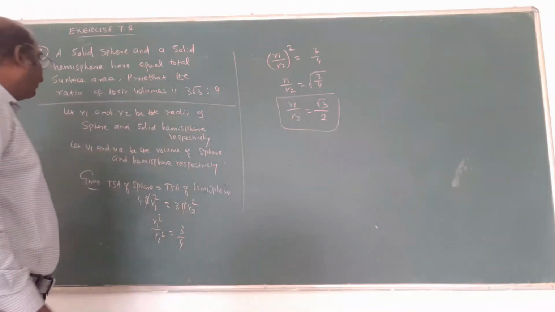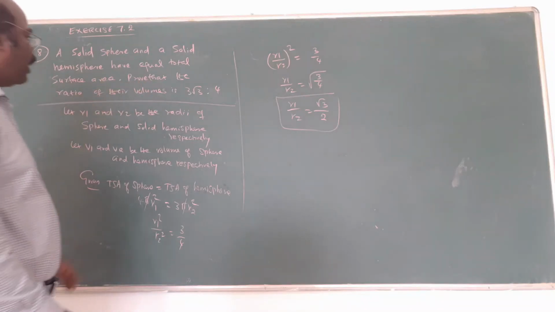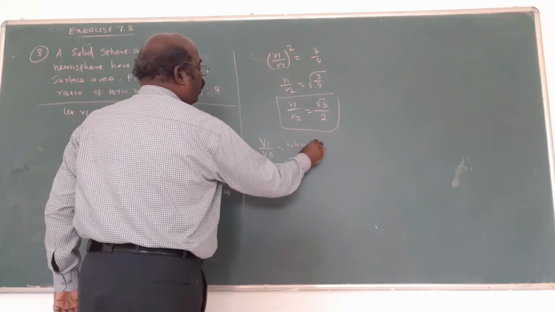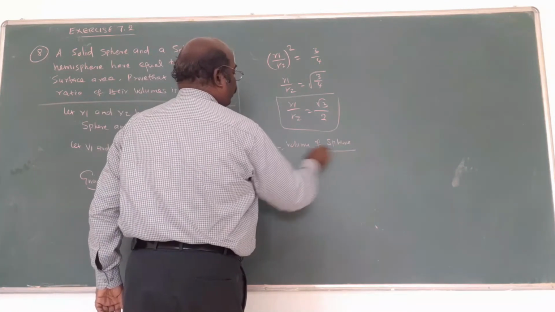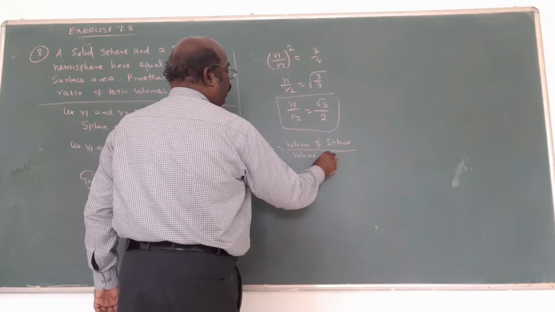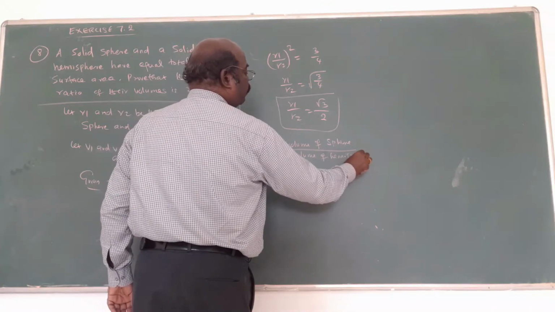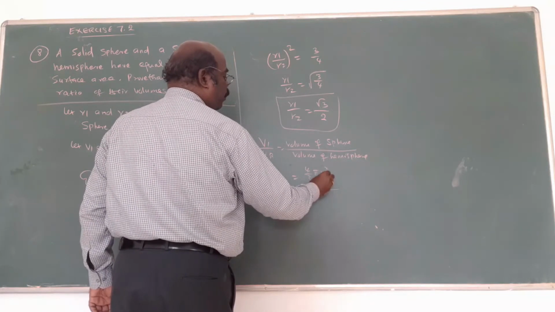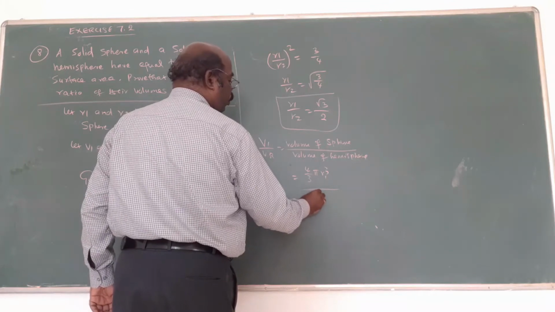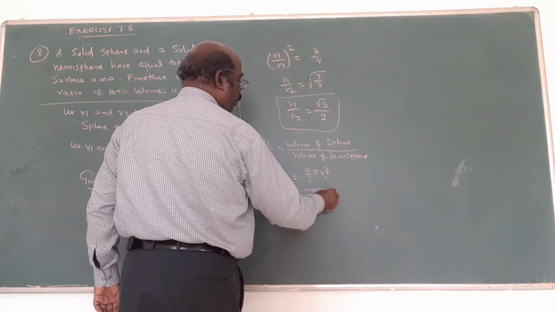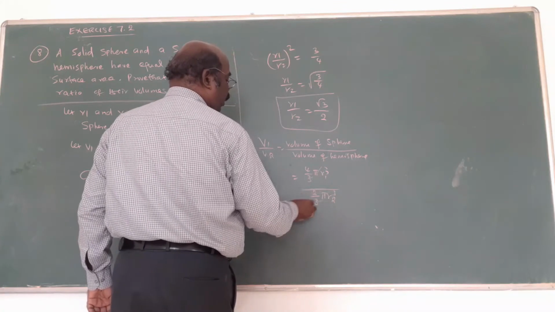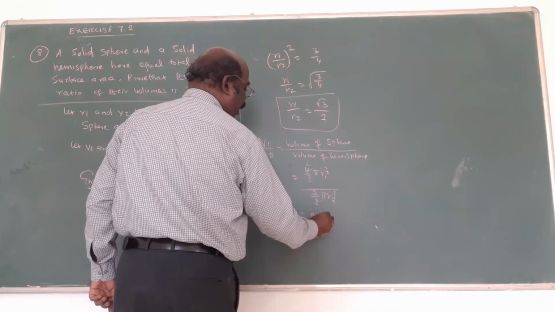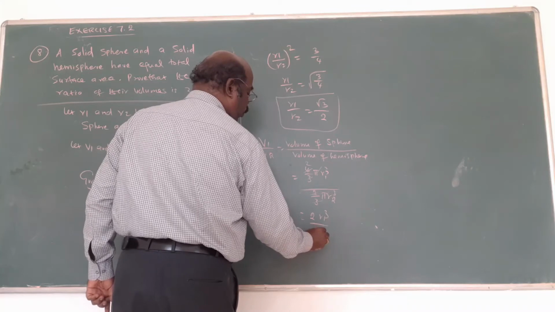Now, the ratio of the volumes is asked. So V1 by V2 equal to, what is the meaning? First one is volume of sphere, here volume of hemisphere. What is the formula? Volume of sphere is 4 by 3 pi R1 cube. Here hemisphere is 2 by 3 pi R2 cube. Pi cancels, 3 cancels, 2 also cancels. But 2 into R1 cube by R2 cube.